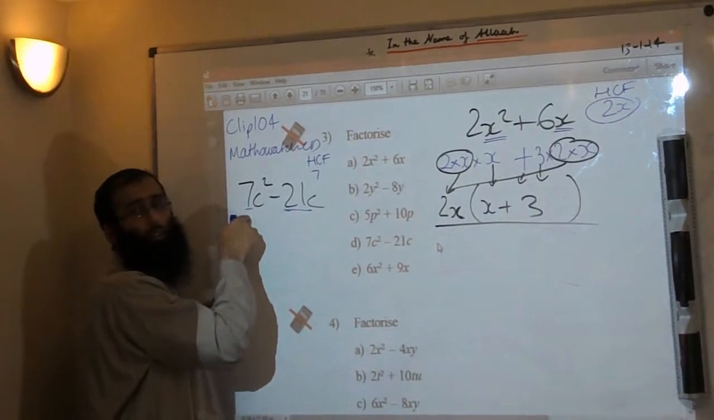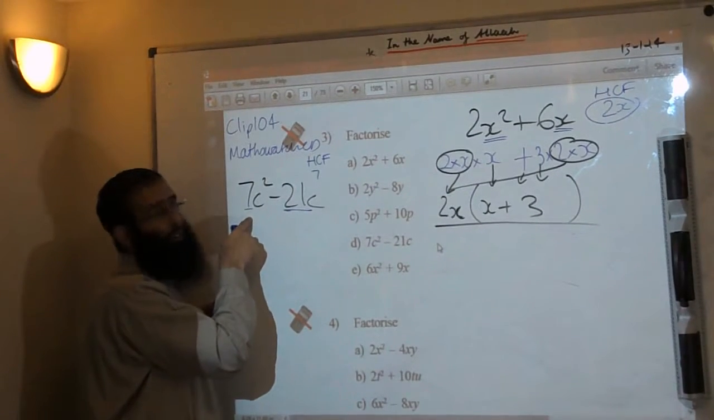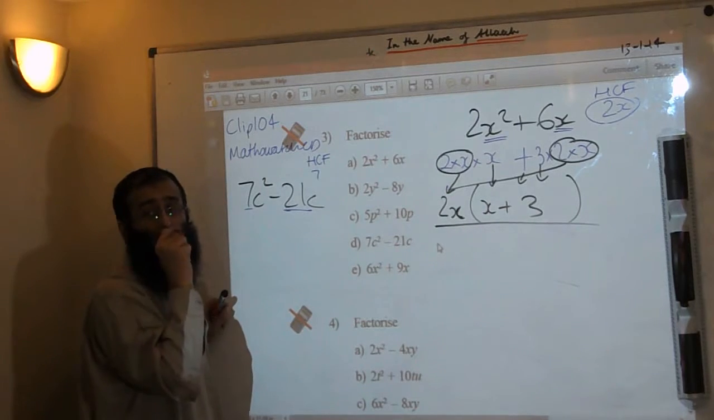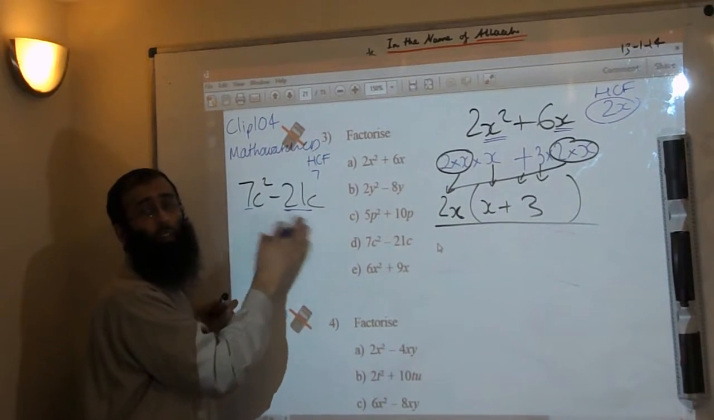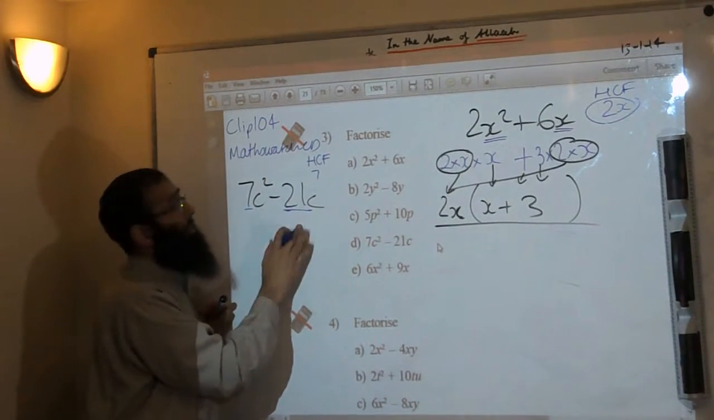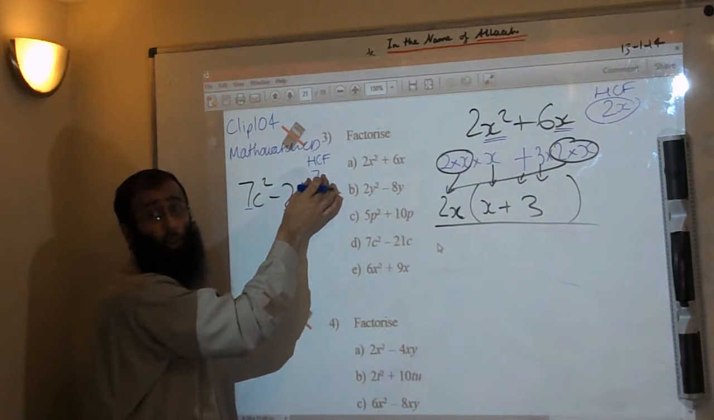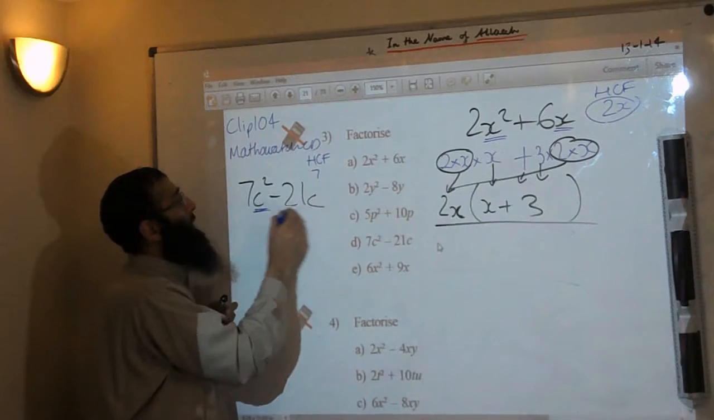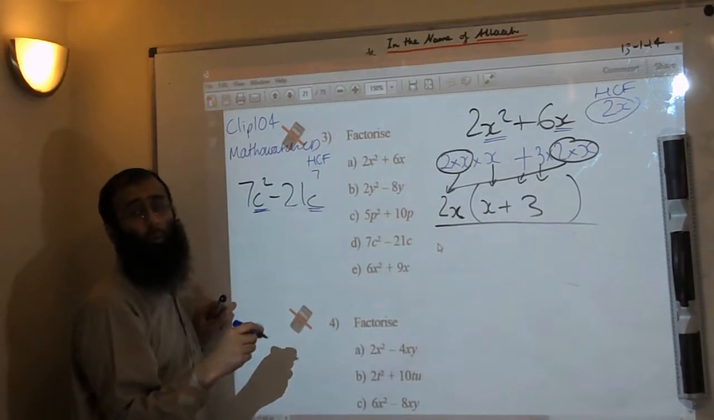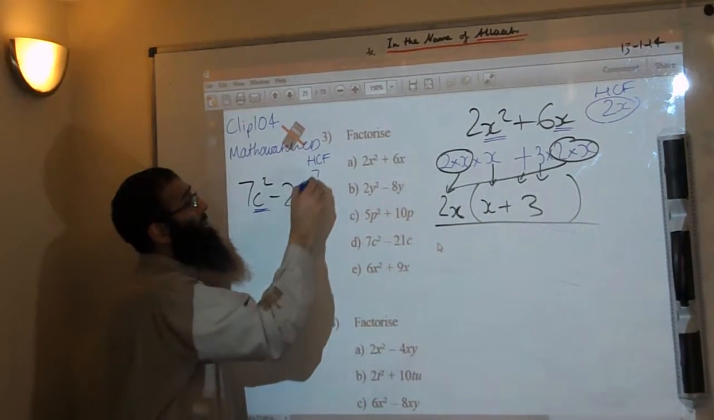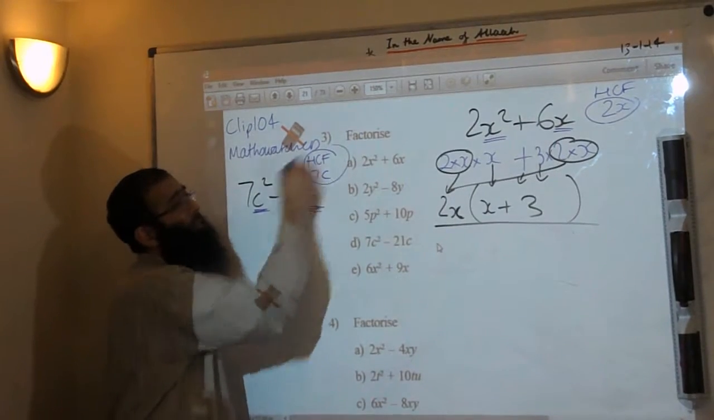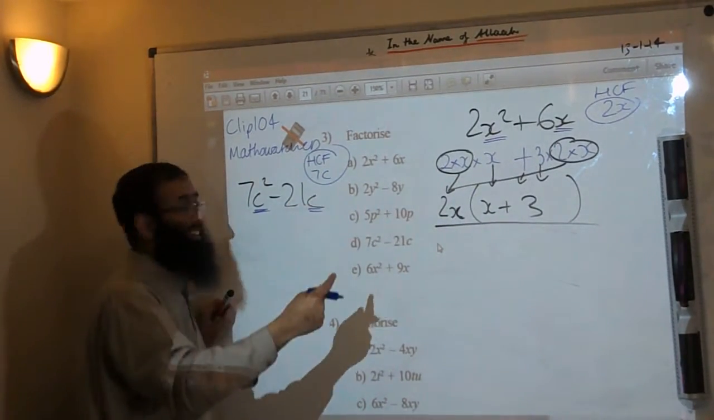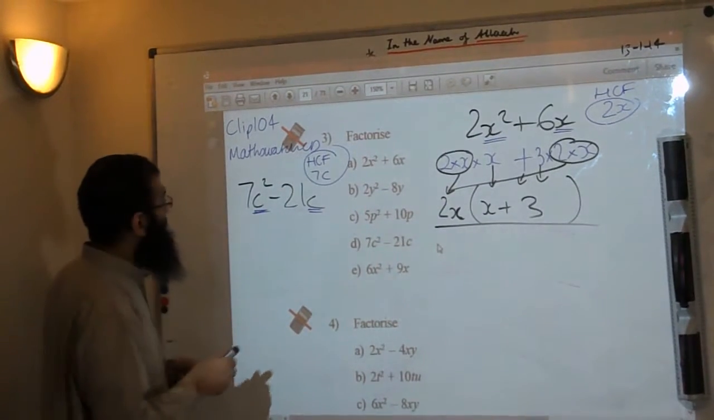There's a 7 right there in front of you, and there's a 7 inside the 21, because 21 is 7 times 3. So they both share 7 as a factor. They both divide by 7. So I'll put 7 there as the highest common factor so far. Now look at the c squared and the c. What do they both contain? A c. So now the highest common factor is not 7, not c, but 7c.